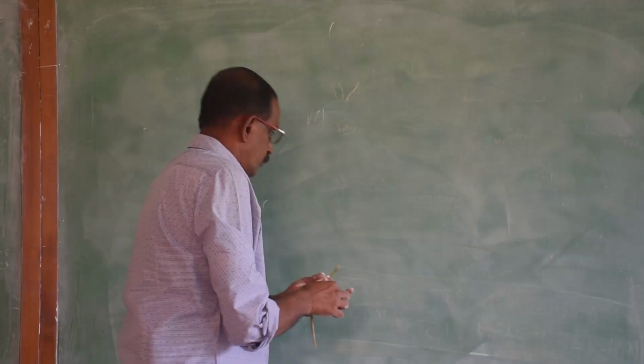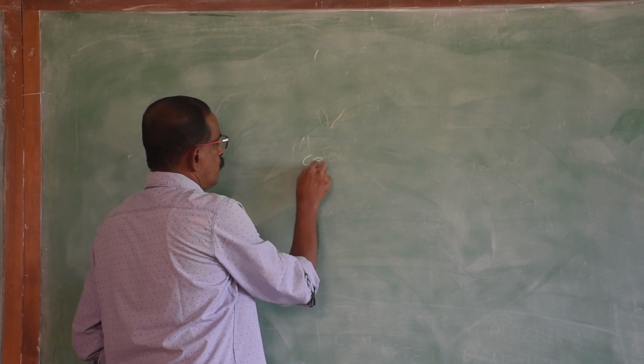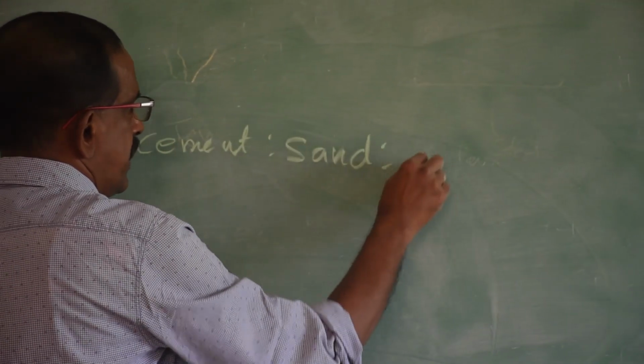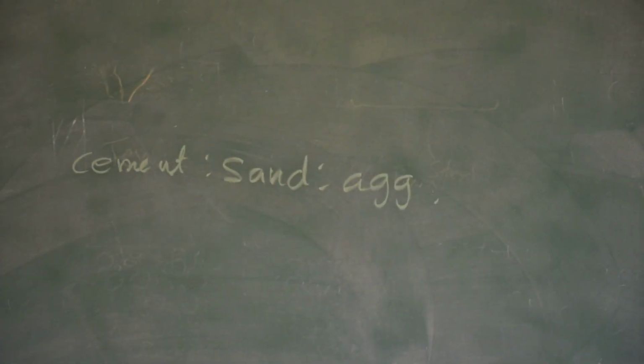Hope it is clear. Now, any idea in what proportion cement, sand and aggregates are mixed together to make concrete?